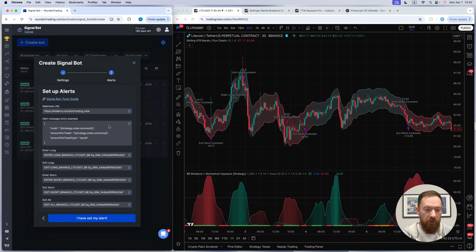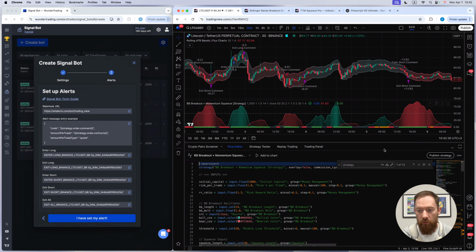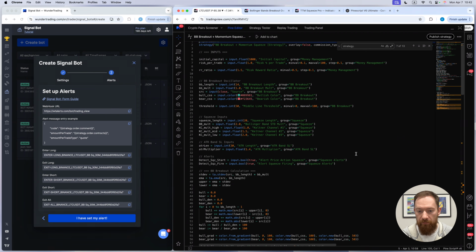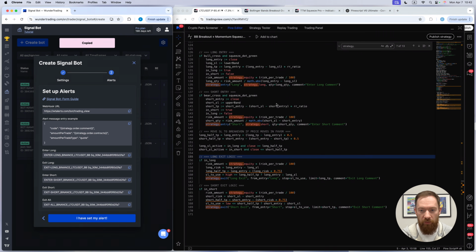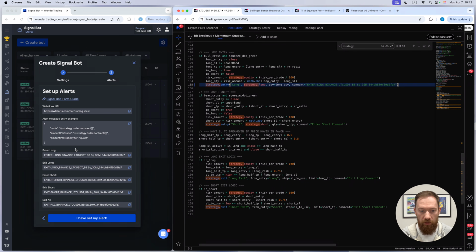And now what we need to do is to enter the comments into our code. So basically, if you will go into the code itself, you can open it completely. And then you go into the right to the bottom where you can see this enter long comment, enter short comment, and stuff like that. And that's exactly what you need to replace. So for the enter long comment, we're just gonna replace it with our comment from WunderTrading. We're going to do exactly the same for the exit long, which goes right over here.